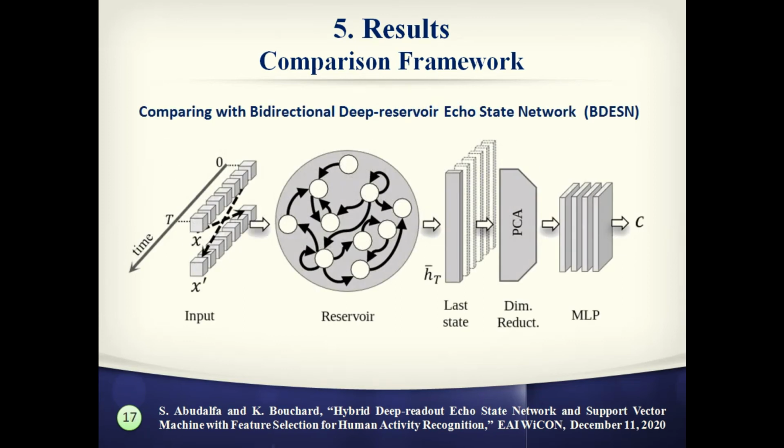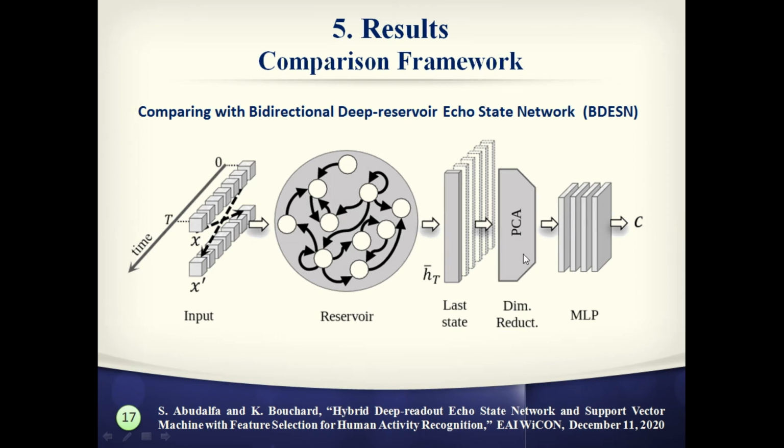We also compared the presented technique with an extension of the ESN network, which is titled bidirectional deep reservoir Echo State Network. This network is based on using a reservoir network. Then it uses principal component analysis to reduce the number of dimensions. And finally, there are some layers of multilayer perceptron. And of course, the output will be activity labels.